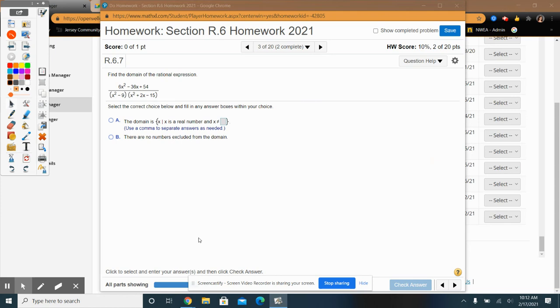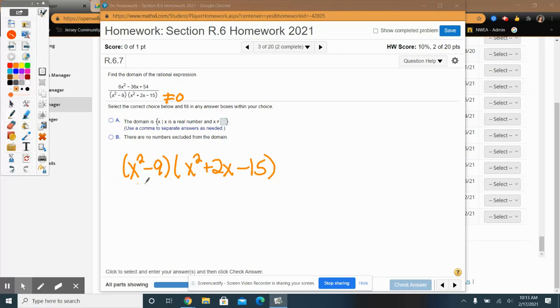All right, so what about this guy? They want the domain here. Well, the top isn't the problem. The top can equal 0. It's the bottom that cannot equal 0. And this one is a very busy little guy here, because you have two different factors, and it's not even factored completely. But we can factor it further.